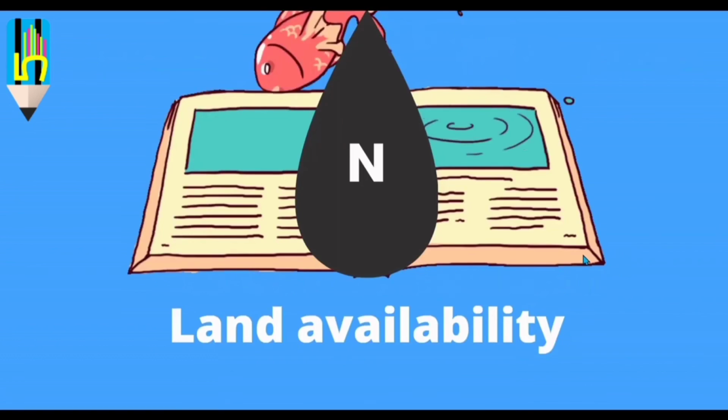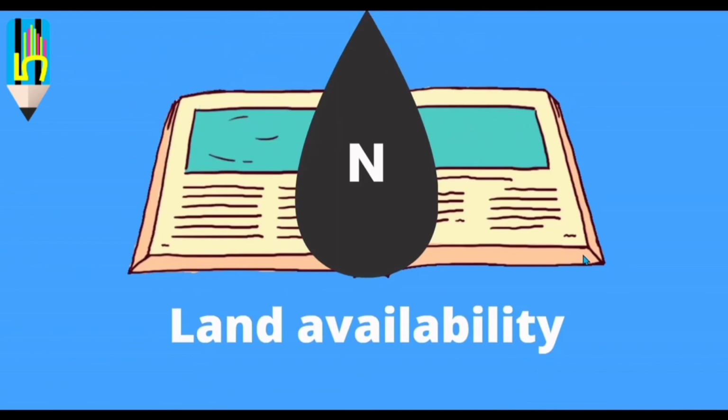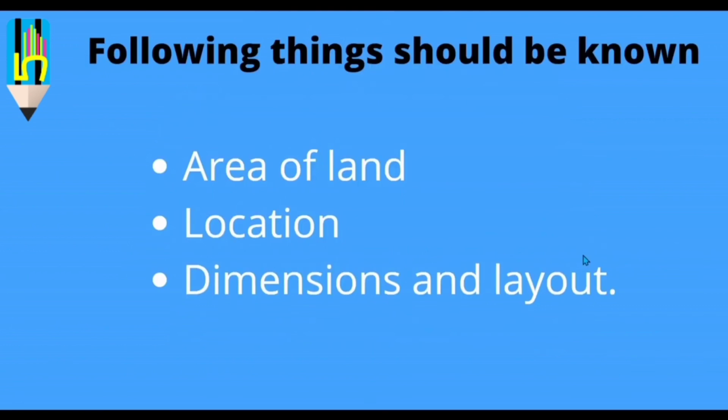The next and the last thing is land availability. Now why do we need to know about land availability? There can be cases when we need to construct a water treatment plant. Let's say we need to make a water treatment plant of 10 MLD. A 10 MLD water treatment plant might need a certain amount of land. To check all the hydraulic conditions, we need to know where the land is located and how much land is there, so that we can locate it in WaterGems and check the hydraulic conditions. So for that we need to know the area of land, the location, the dimensions, and the layout.